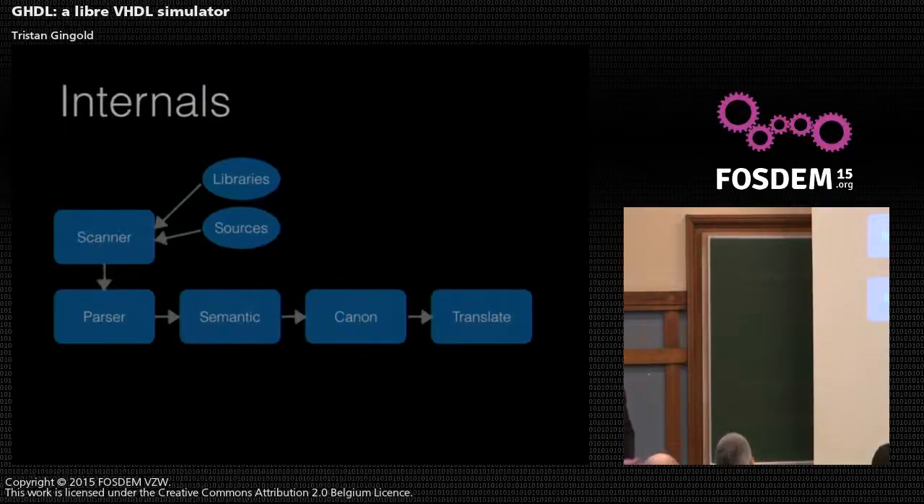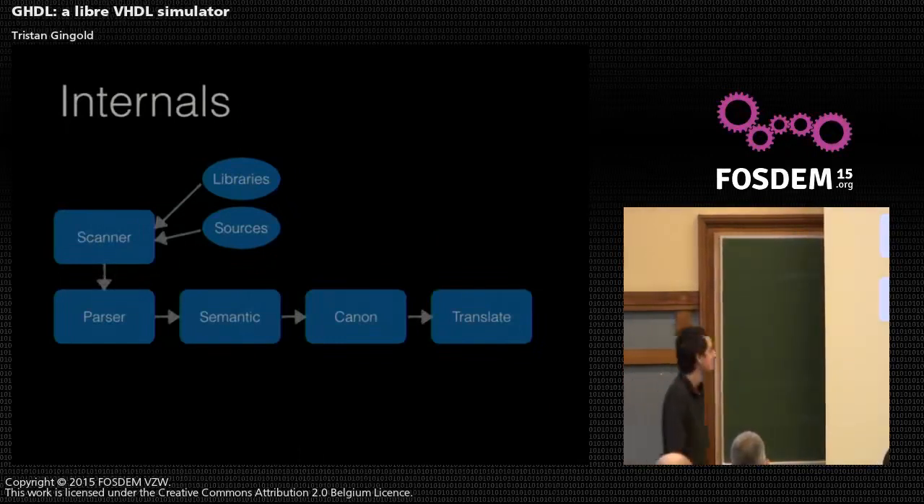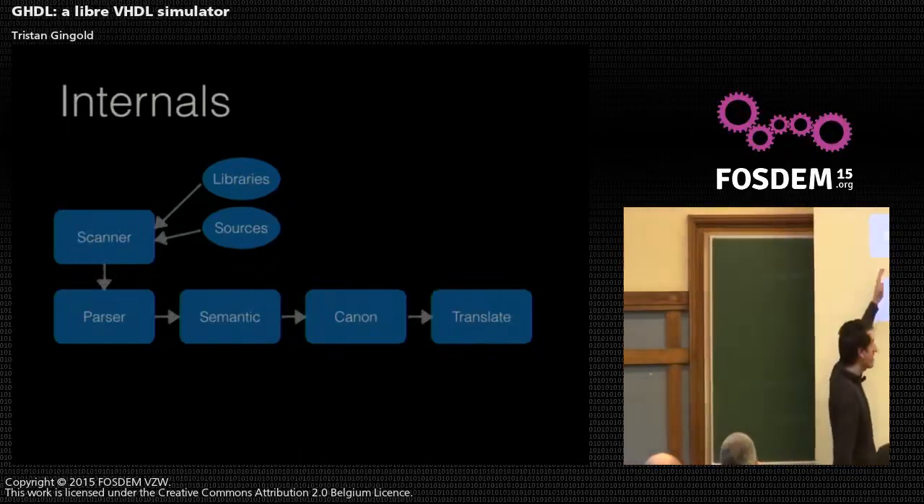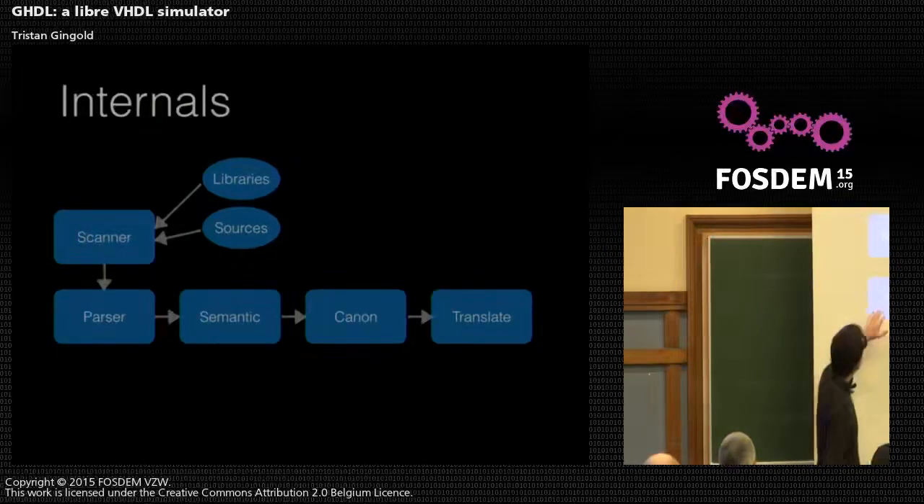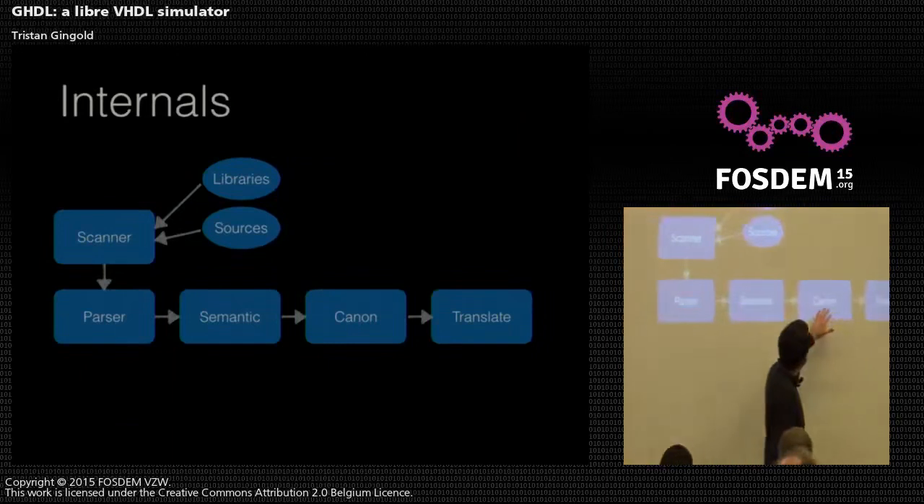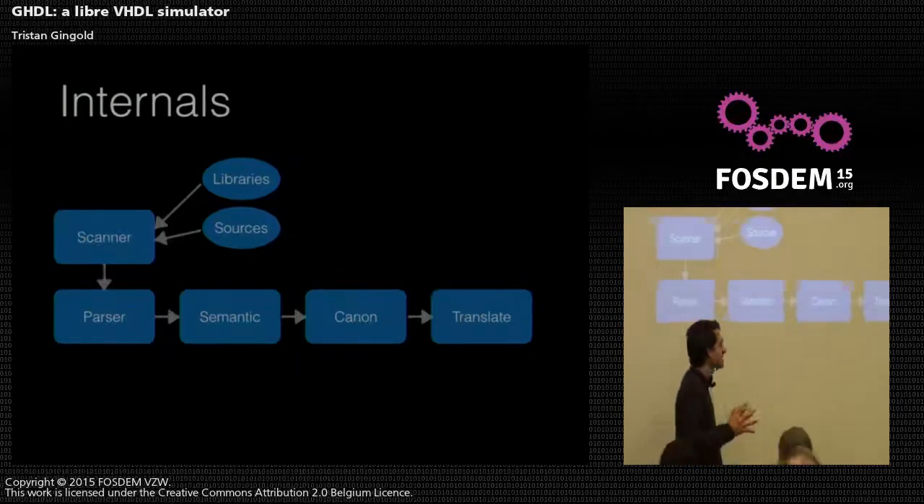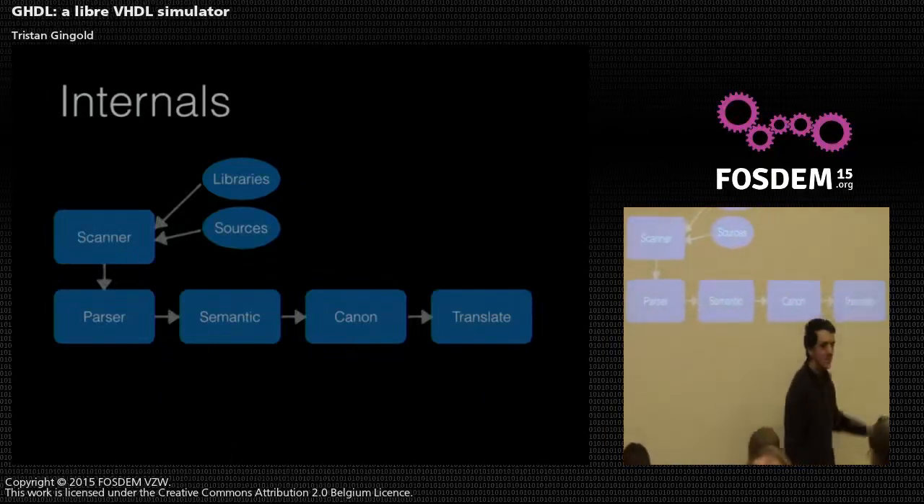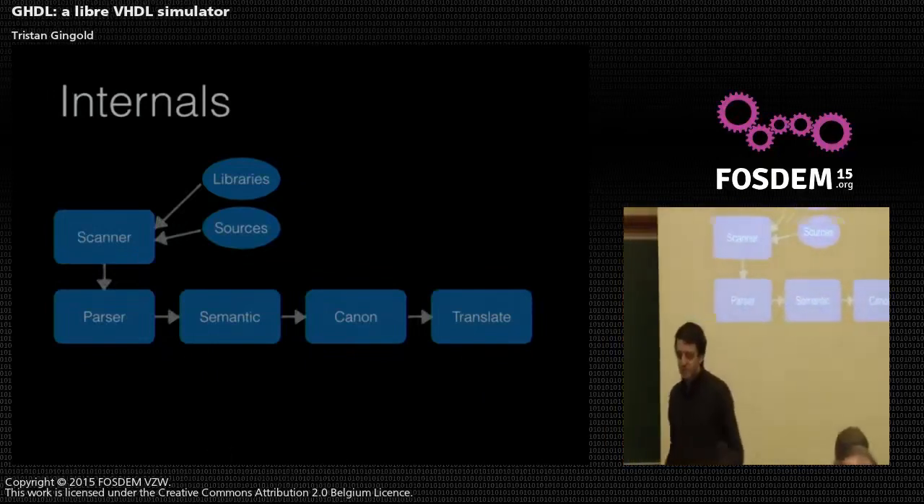GHDL is like, I would say, any other compiler. There is a scanner for lexical analysis, syntax analysis, semantic analysis. There is a pass to expand the code, and then finally it is translated into object code.